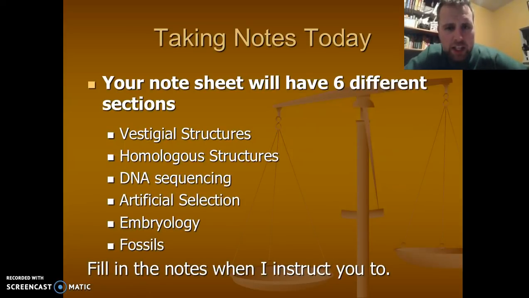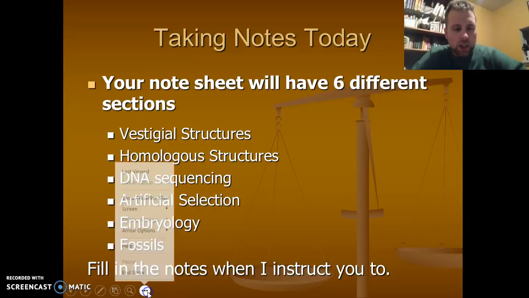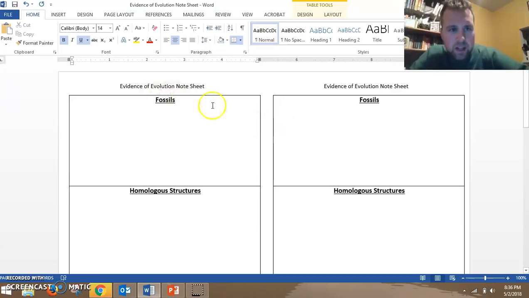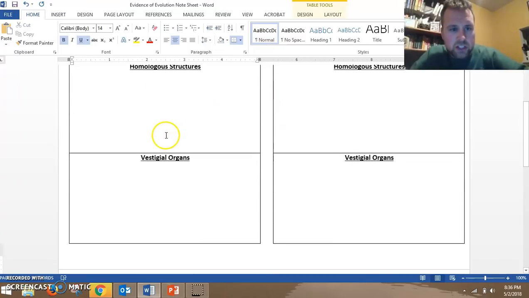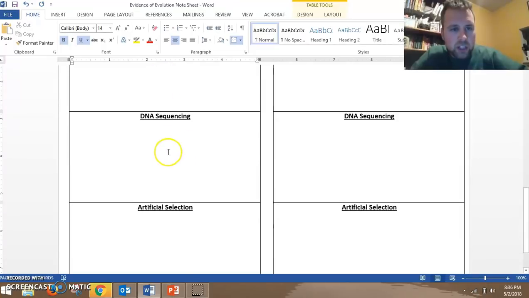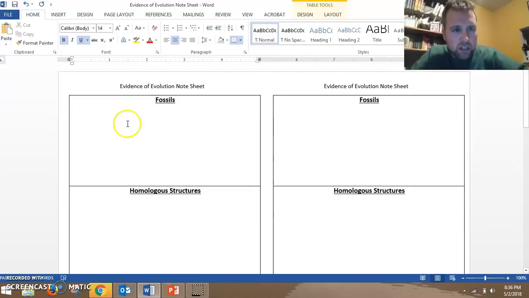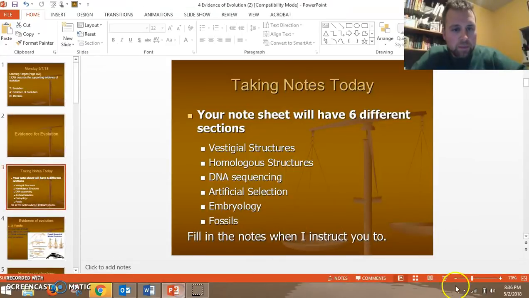Okay, so your note sheet today that the sub should have handed out to you will have 6 different sections. Each section represents one of the supporting pieces of evidence for evolution. Your note sheet should look like this. You'll see you have fossils, homologous structures, vestigial organs, comparative embryology, DNA sequencing, and artificial selection. When I tell you to, you will write your notes in these spots here. Make sure that when I stop you, you write them in the appropriate spot.